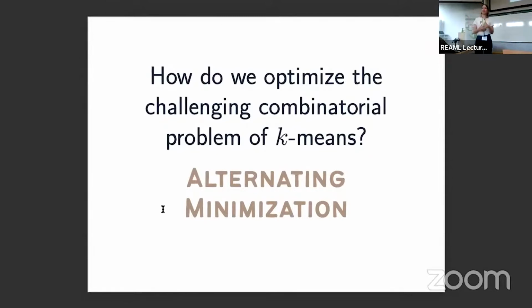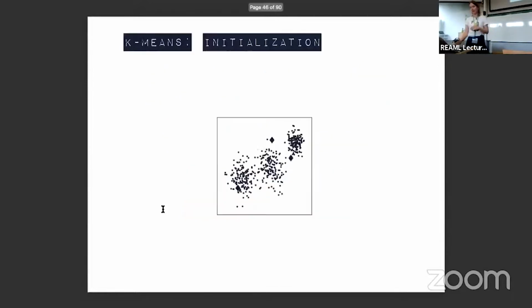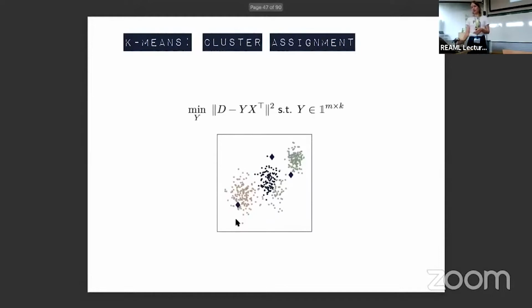So how do we optimize the challenging combinatorial problem of k-means now? In this case, we are extremely lucky because we can actually apply alternating minimization. And this is what you probably know as the k-means algorithm. The first step is you initialize your cluster centroids, and then you compute the cluster assignment such that every point is assigned to the cluster with the closest centroid. This solves the matrix factorization objective if we fix our basis vectors X and just optimize with respect to Y, our cluster assignment matrix.